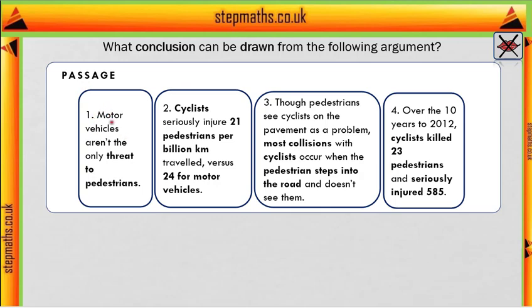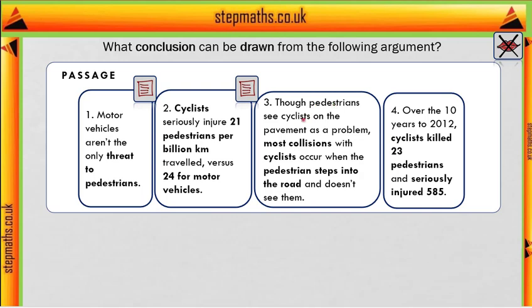First, the writer says that motor vehicles aren't the only threat to pedestrians. So with that context, that could be a factual statement or an opinion, but it's actually backed up by the evidence they're about to give, so we'll treat it as a fact. And they say cyclists seriously injured 21 pedestrians per billion kilometres travelled, and that's compared to 24 per billion kilometres for motor vehicles. So these are statistical facts.